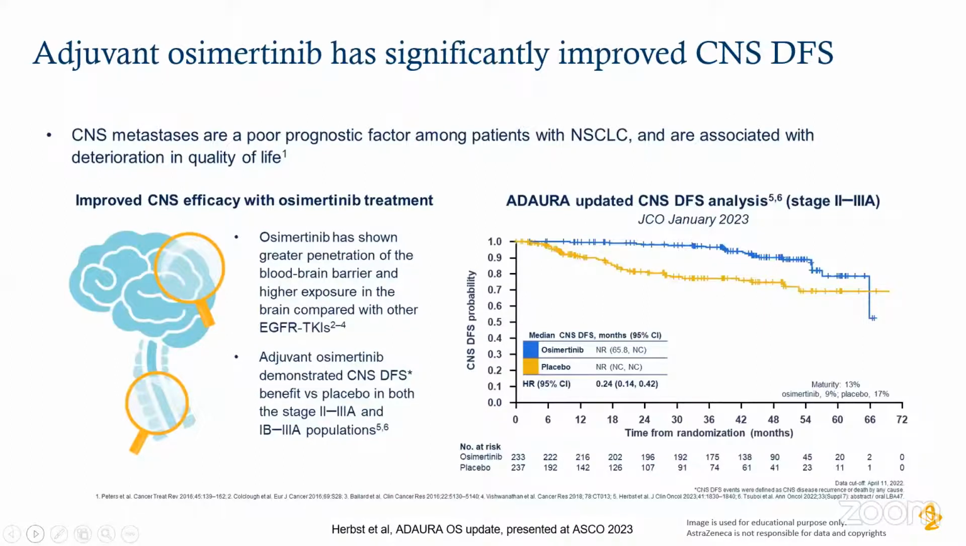So there was one more advantage that was seen regarding the CNS DFS. Osimertinib, as we all know, has a slightly more CNS penetration, blood-brain barrier penetration, as compared to the other TKIs. So very rarely any CNS event was seen in the osimertinib arm as compared to the placebo arm. So very rare CNS events occurred, and hazard ratio was 0.3, and significantly improved CNS DFS was seen. Next slide, please.